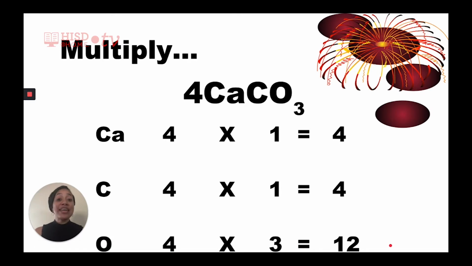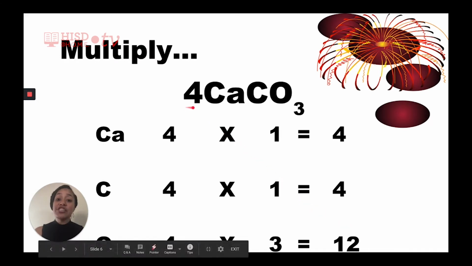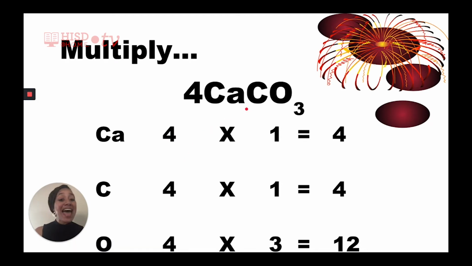This is what we did last week, counting atoms. Again, the coefficient must be multiplied by all of the elements within the compound. If an element does not have a subscript, then we assume that it is one atom of that element. And if an atom has a subscript, then it is that number that represents the number of atoms for that element.